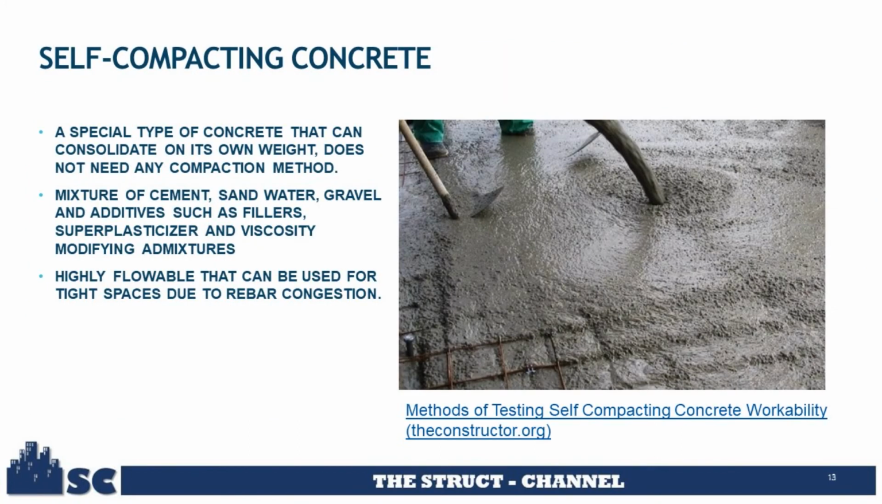So before going to the ANN modeling, let's discuss first what self-compacting concrete is. SCC is a special type of concrete that can consolidate with its own weight without the help of external compaction. It is composed of a typical concrete mixture with added superplasticizer to drastically improve its workability, and sometimes a mineral filler is added to improve its viscosity.